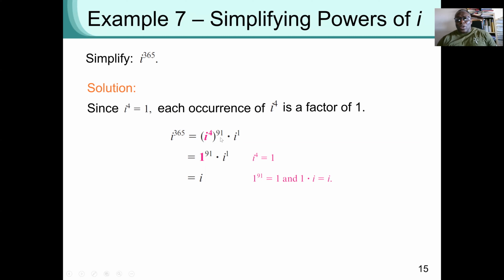We know the pattern already. i to the power 4 will give me 1, so 1 to the power 91 will still give me 1. And 1 times i to the power 1 will give me the same i. So the answer will be i.